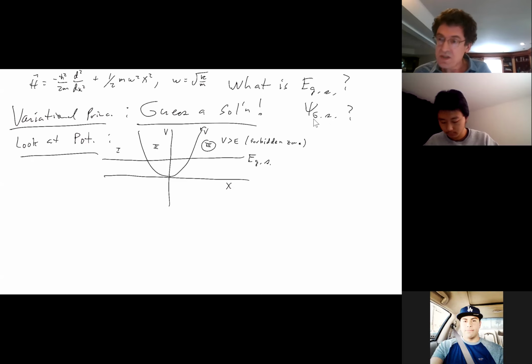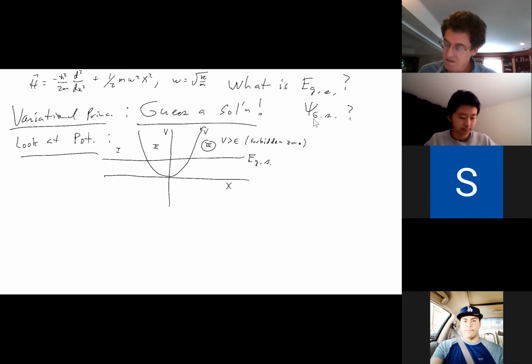And so what does a wave function look like in the classically forbidden region? Somebody tell me. A decaying exponential? Exactly, it's decaying, right. And so the same thing is happening here in region 1. So that's also a forbidden region, V greater than E. And so here also I expect it to decay. And what do I expect it to do in this region? This is the good region.